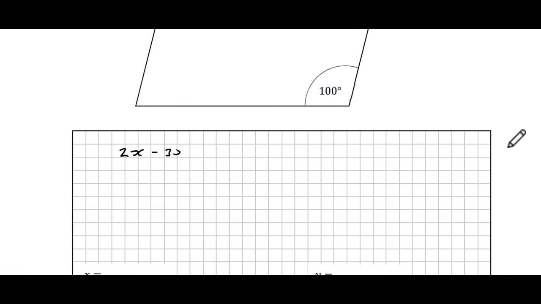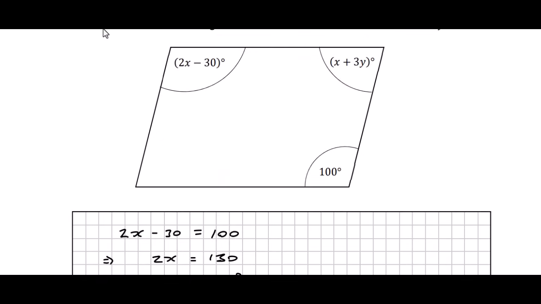2x minus 30 is equal to 100. So all we've got to do here then is bring the 30 over. So you get 2x is equal to 130. Then divide by 2, so you get x is equal to 65 degrees. So there's our first answer, we've got x. Now how are we going to work out y here? Well, what we know about parallelograms is that opposite angles are equal. So this angle here will be equal to this angle down here. Now the other thing we know is that all 4 angles add up to 360 degrees.